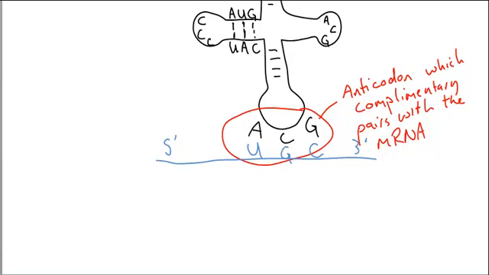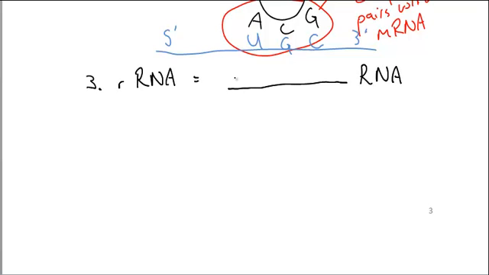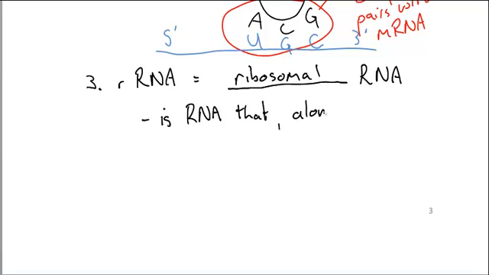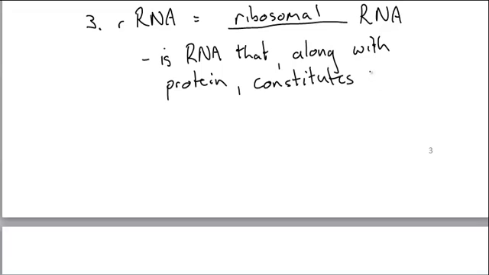Okay. And then our last form of RNA that we need to know about, there's interfering RNA, silencing RNA. There are different types, but you won't need to know about them in grade 12. The last type you need to know about is the rRNA, which stands for, think back to 2 lessons ago, that's right, ribosomal RNA. So it is RNA that, along with protein, constitutes or makes up, is part of the ribosome.